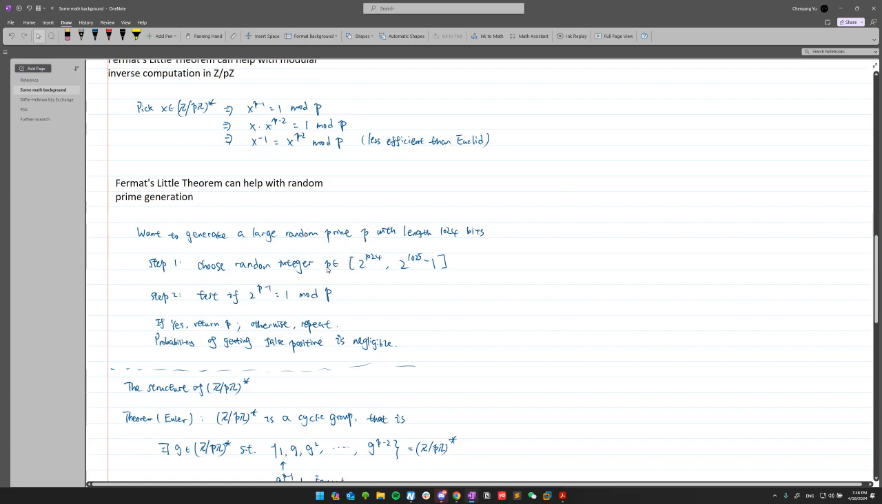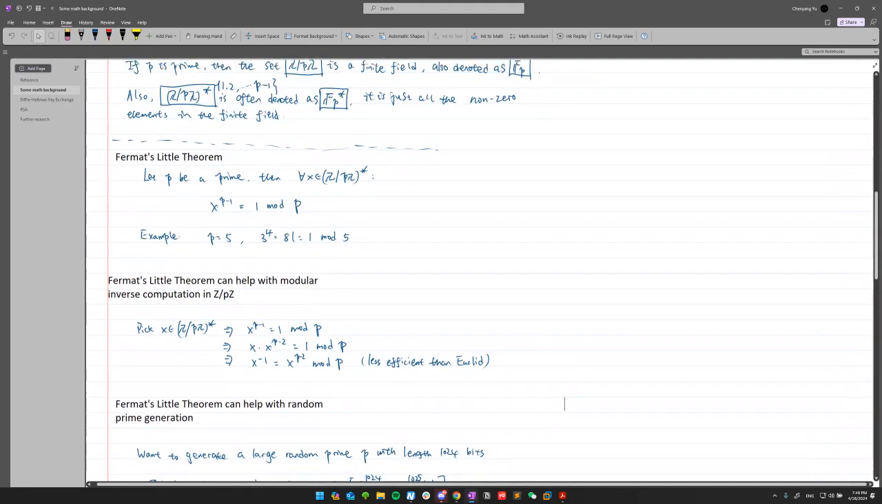First, you pick any integer, not necessarily a prime, just a random integer from this interval, 2 to the 1024 and 1025 minus 1. You take any integer from the interval, you try Fermat's theorem on it with base 2 to the P minus 1 power. If the result is 1 mod P, you know that P is a prime. Otherwise, you just repeat. Actually, there's a subtle thing here.